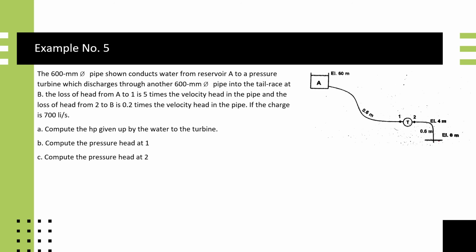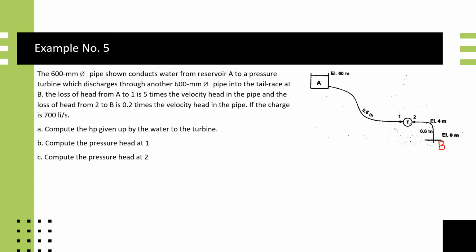B. Okay, dito yung B sa ating elevation 0. Kung nasan si elevation 0. Okay? So, the loss of head from A to 1, ang loss of head natin is 5 times the velocity head. And then, the loss of head from 2 to B is 0.2 times the velocity head. If the discharge is 700 liters per second, compute the HP given up by the water turbine, and then compute the pressure head at 1, and lastly, compute the pressure head at 2.